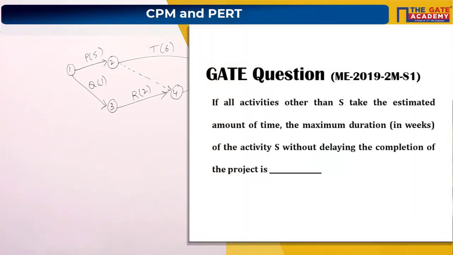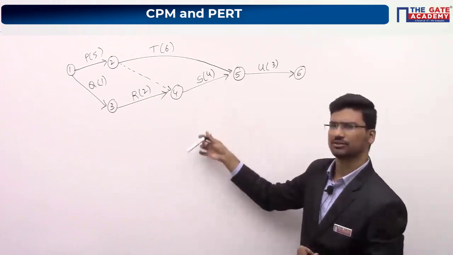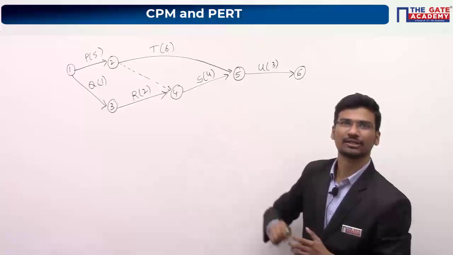The question says, if all the activities other than S take the estimated duration of time, what is the maximum duration in weeks of the activity S without delaying the completion of the project? Now you have to find out the maximum duration for activity S without delaying the completion time of the project. So you have to find out the completion time first.